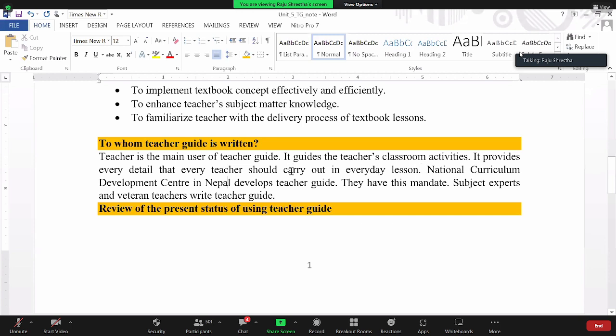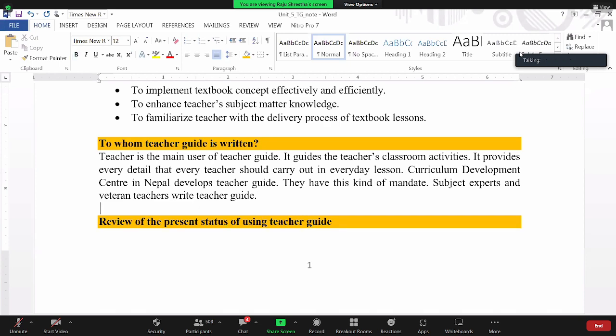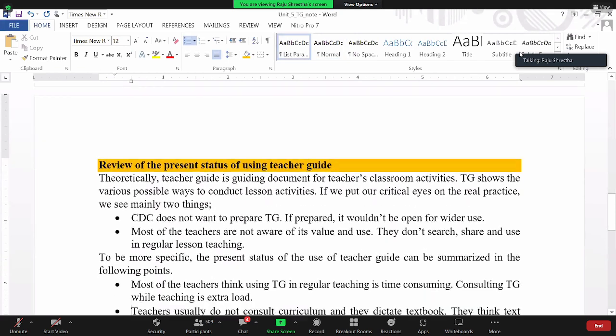And the Curriculum Development Center, CDC in Nepal, develops the teacher guide. They have this kind of mandate. Then subject experts and veteran teachers write the TG. So the next point is review of the present status of using TG.